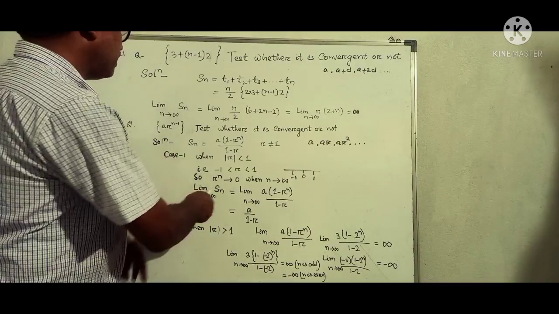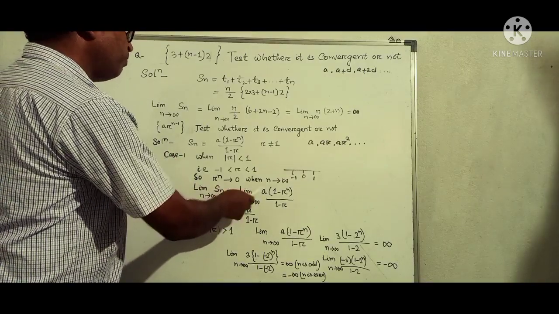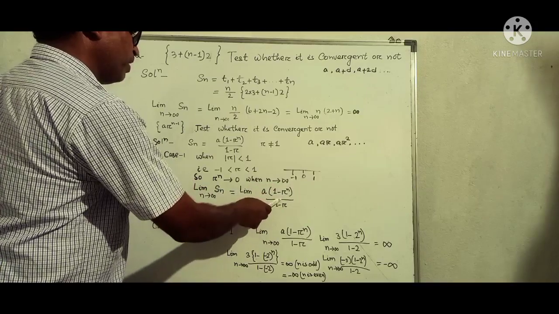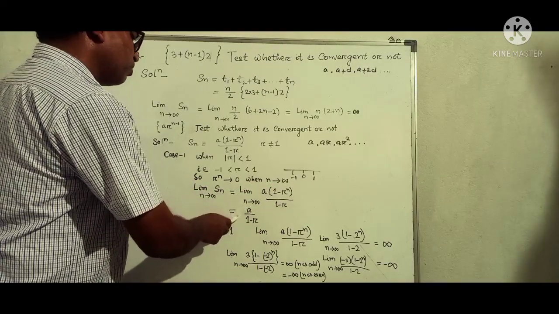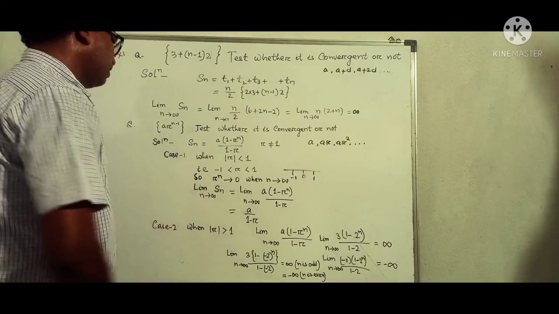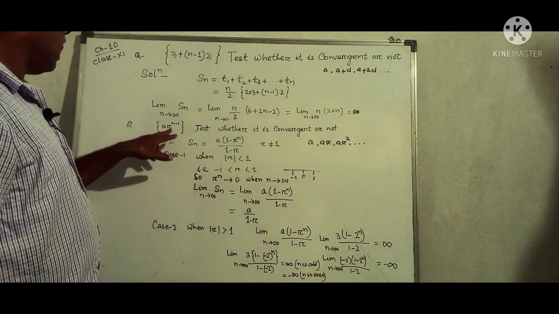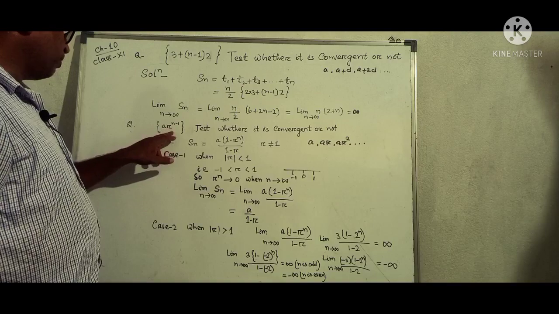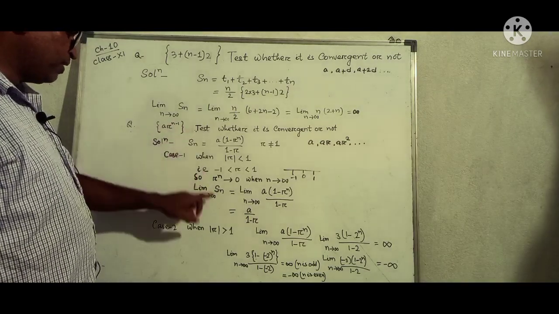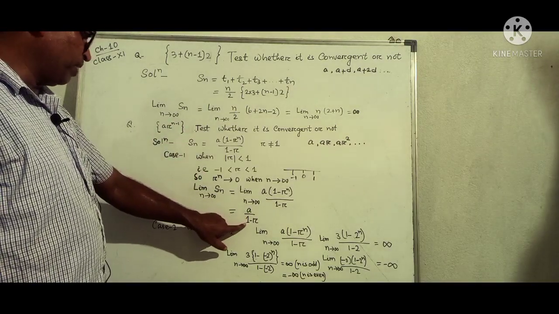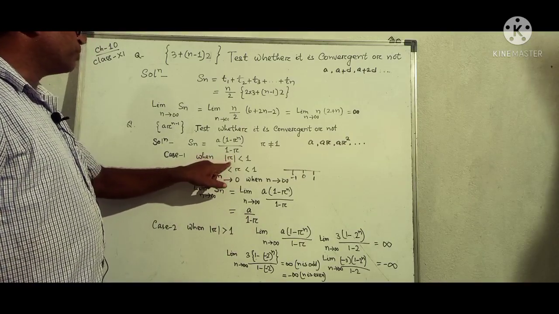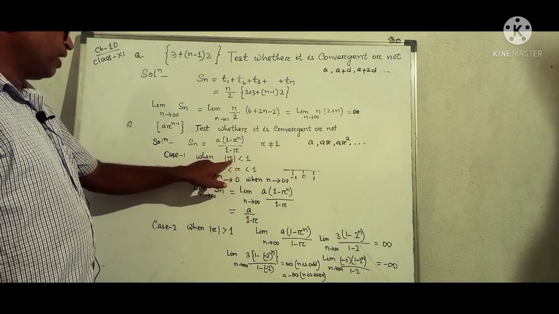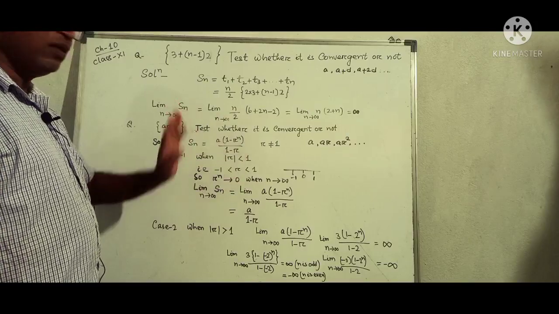So the limit of Sn, the limit of a into (1 minus r to the power n) by (1 minus r), this value is 0, so that is equal to a by (1 minus r). That means this sequence is convergent to a by (1 minus r) under the condition when the absolute value of r is less than 1.